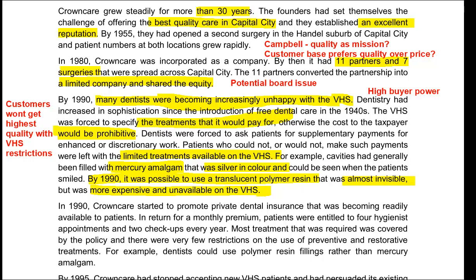Now, again, this is at odds with our speculated mission of being a top quality provider of dental care. So if our purpose, as outlined by Campbell, is to be the highest quality provider of dental care in Capital City, being dictated to by VHS as this really powerful buyer is not really going to work.